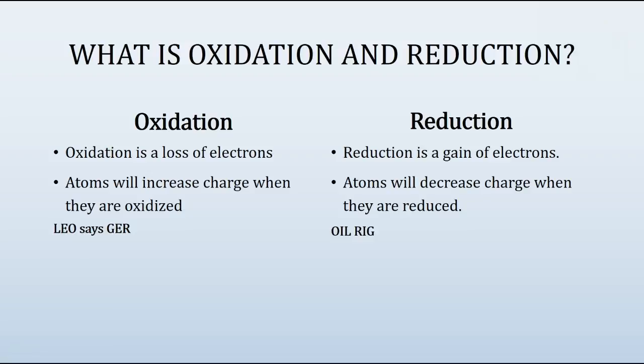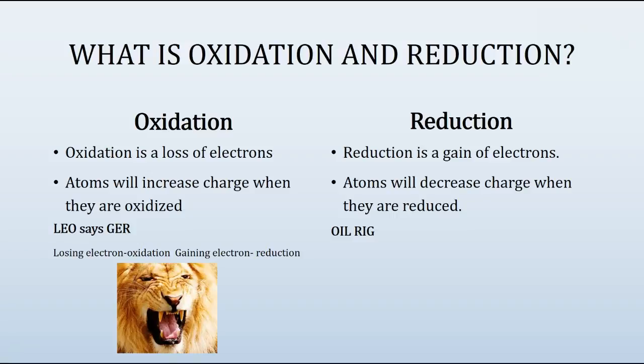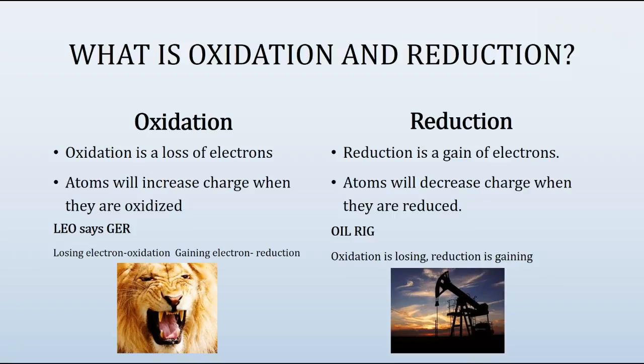So LEO says GER or OIL RIG are two mnemonic devices that we use to remember the difference between oxidation and reduction. LEO says GER says losing electrons is oxidation, gaining electrons is reduction. There's LEO saying GER right there, okay? OIL RIG, same kind of concept. Oxidation is losing, reduction is gaining. And you see my little fancy oil rig right there. So those are two ways that you can help yourself remember what's happening to the electrons being transferred.